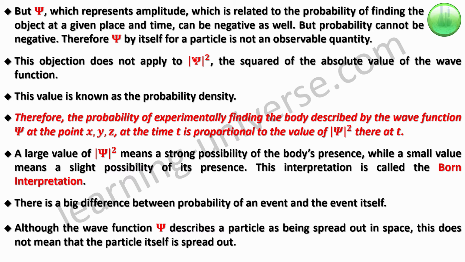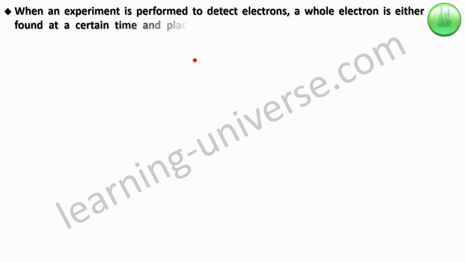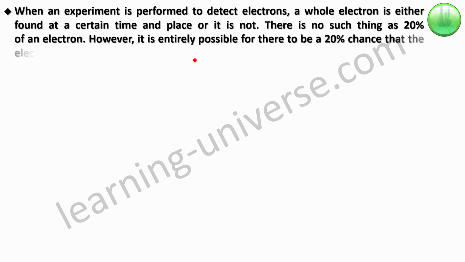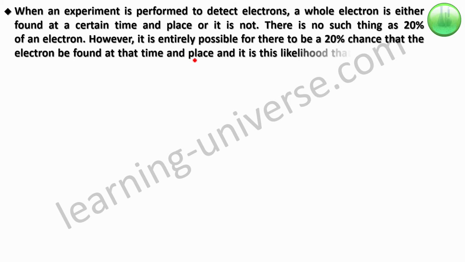So, although the wave function psi describes a particle as being spread out in space, it doesn't mean that the particle is spread out. What it does is that when an experiment is performed to detect electrons, a whole electron is either found at a certain time and place or it is not. See, when you do an experiment to detect where the electron is at a particular point, it would either be there or it would not be there. There is no such thing as 20% of an electron. But it is entirely possible that the chance of finding the electron at that point could be 20%.